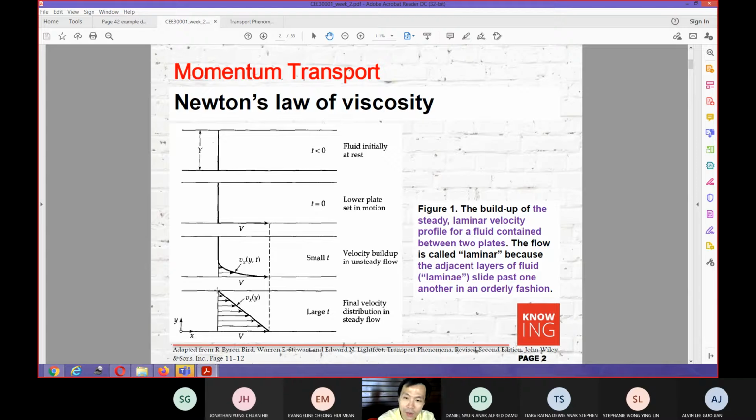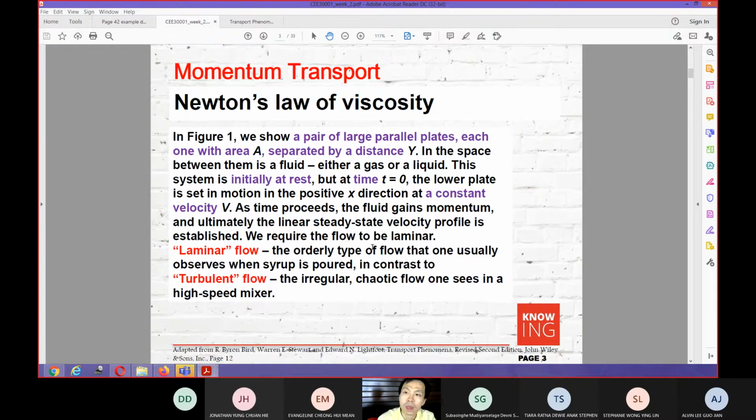You see that there is a difference in velocity from the bottom of the plate to the top of the plate. We define this direction here as x and the direction there as y. So there is a velocity gradient in the y direction, and the velocity is moving in the x direction. This is called a laminar profile because adjacent layers of fluid slide past one another in an orderly fashion.